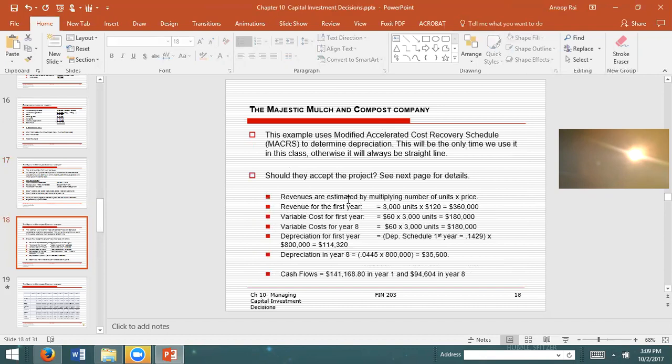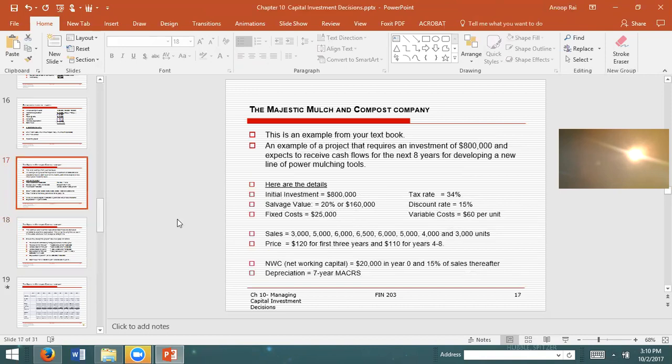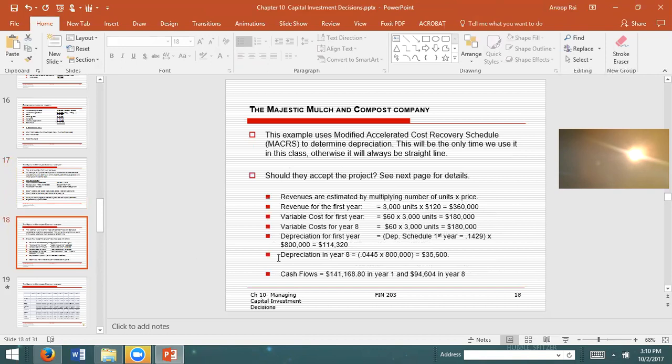let's see, the first thing we have to do is to calculate the revenues, and we are given the units and the price. So for example, in the first year, the number of units is 3,000 multiplied by 120 is 360,000. The variable cost is 60 times 3,000 units is 180,000. For year 8, we are back down to 3,000 units. So again, it's 180,000. Okay, so if you go back, you'll see it starts at 3,000 and ends at 3,000 units.